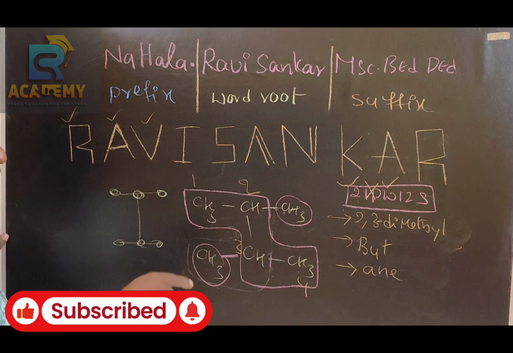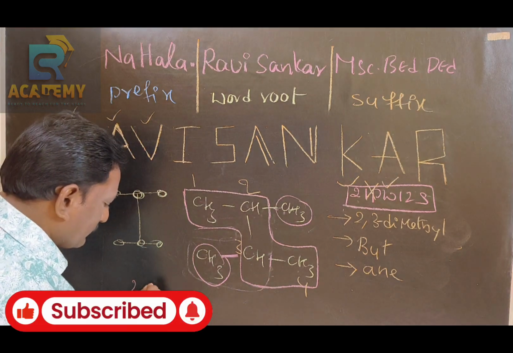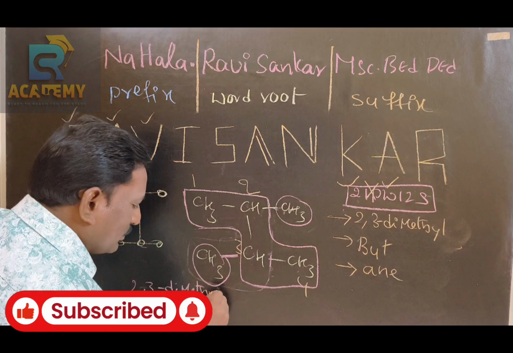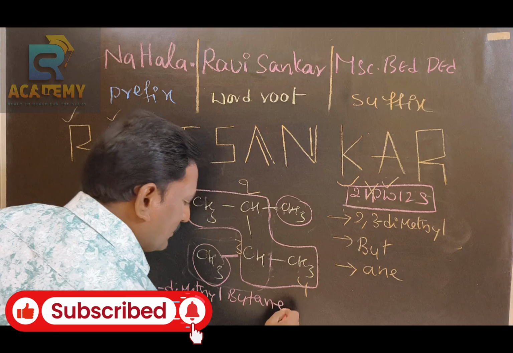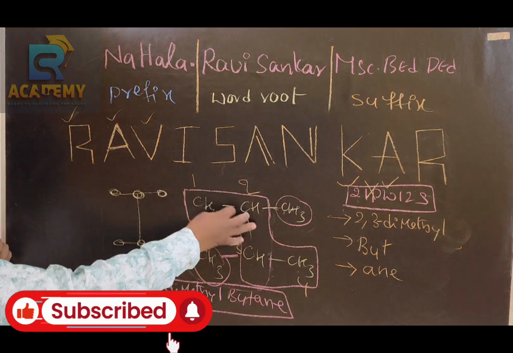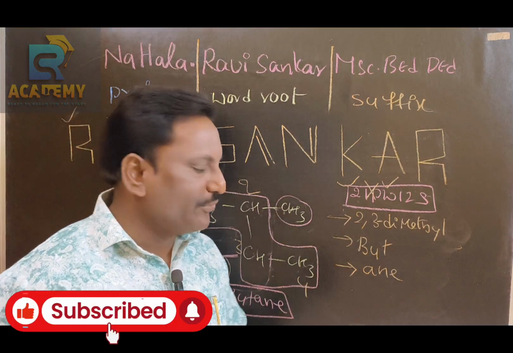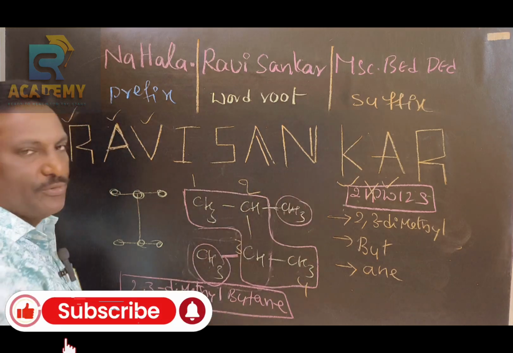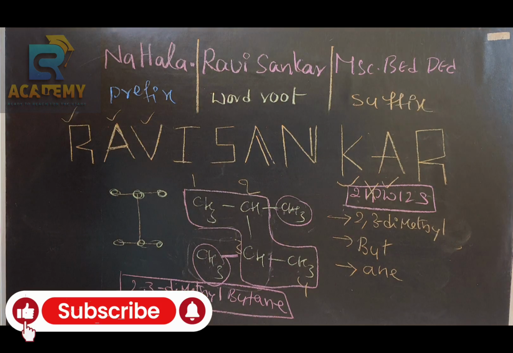What is the name of this compound? 2, 3 dimethyl butane. Write down. This is the name of the given compound. 2, 3 dimethyl butane. Is it clear? Good.